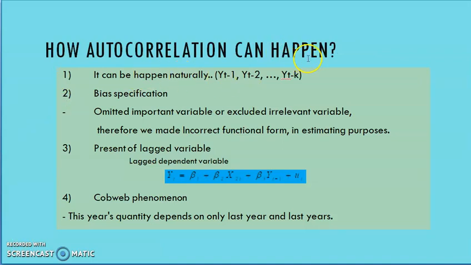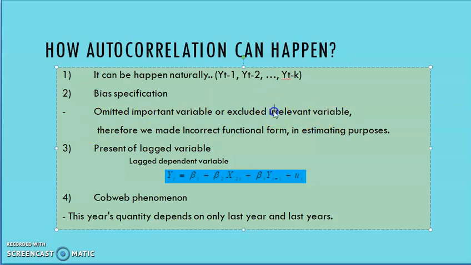How can autocorrelation happen? There can be many reasons. The first reason is that it can happen naturally, because usually the autocorrelation problem happens when the model has a lag variable. Or it can happen because of bias specification, like omitting an important variable or including an irrelevant variable. Therefore, we make an incorrect functional form in estimating.